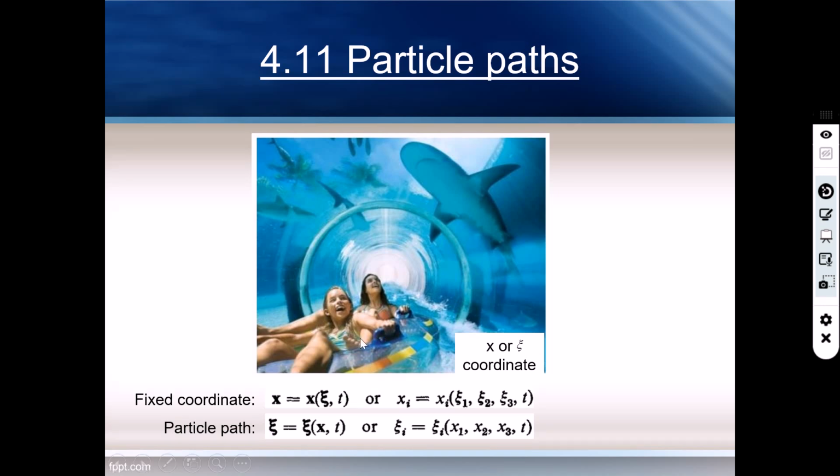Nevertheless, for these two young ladies, they are in the zeta coordinate, right? Because they move with the fluid. So their coordinate continually flowed. So they move with the fluid. All right? You get the idea, right?